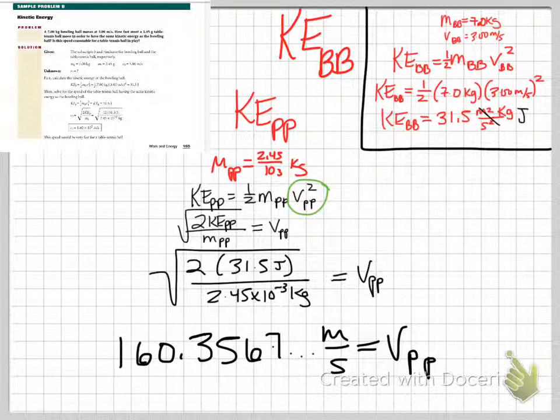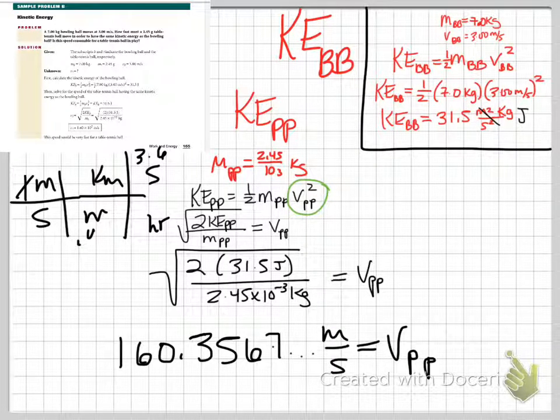Is that a reasonable velocity for a played ping pong ball? No, not at all. What is that in kilometers per hour? You know, this is basically you in your rocket car going from here to Pittsburgh in 10 seconds. Not going to happen. So not at all a reasonable velocity. Mass does matter, even though velocity matters more.